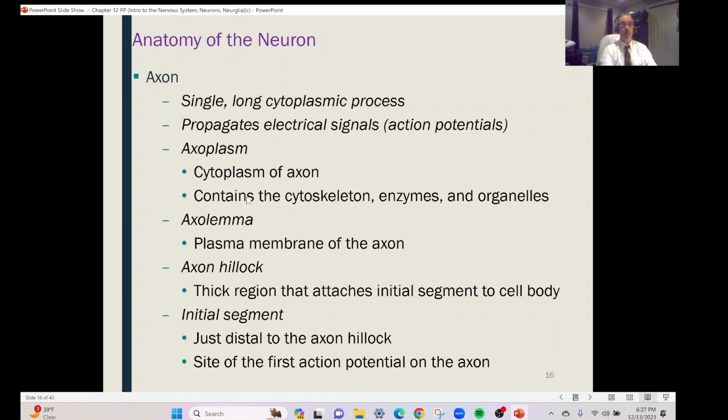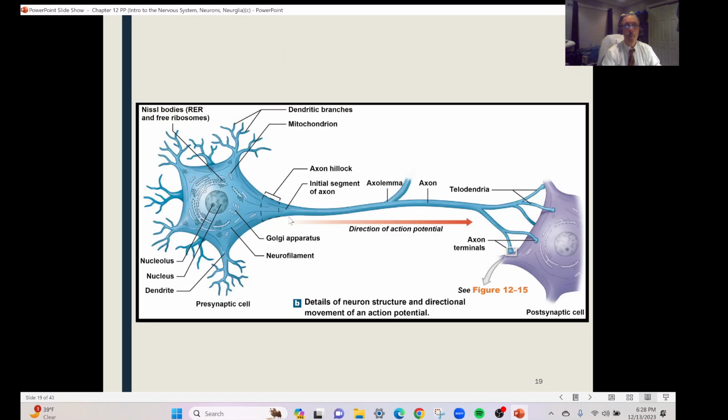And that has cytoskeleton within it. So some of those neurofibrils are in there, different organelles like mitochondria, the Nissl bodies will be in there, different enzymes. That's known as the axoplasm. The cell membrane of the axon is called the axolemma. So inside here, it's not labeled on this diagram, but this would be the axoplasm. And the cell membrane here, the outer edge, or it's labeled up over here, that would be the axolemma.